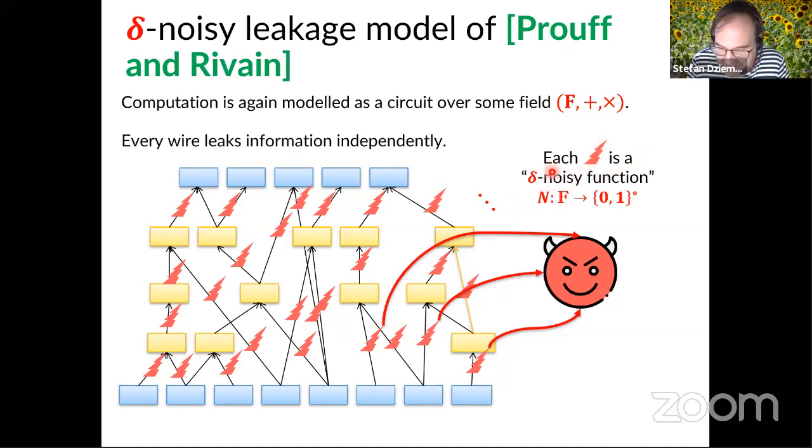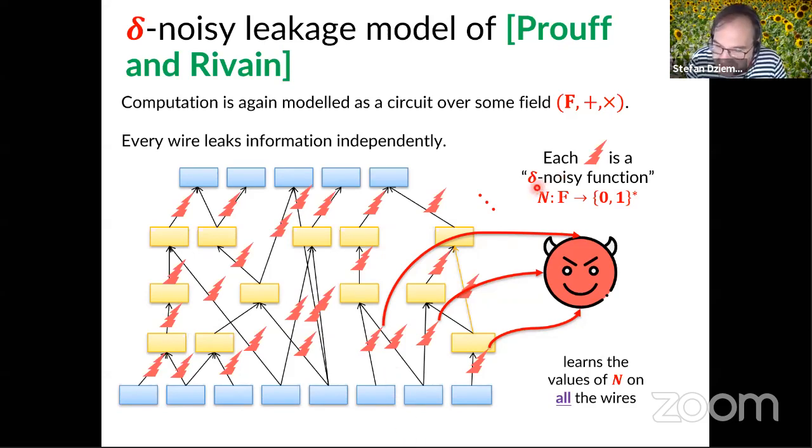It is simply modeled as something called a delta noisy function, denoted n, and I guess it comes from noise. It's a function from the finite field to something, and the adversary learns all these values. Of course, it's a randomized function, so it's not a mathematical deterministic function. It's a function that takes some input and outputs essentially some random variable.